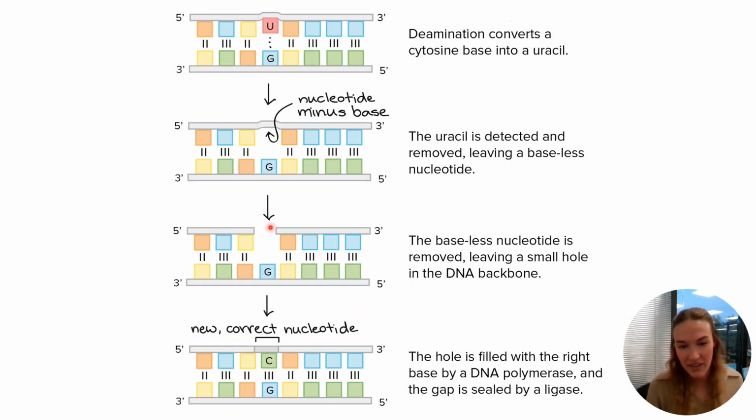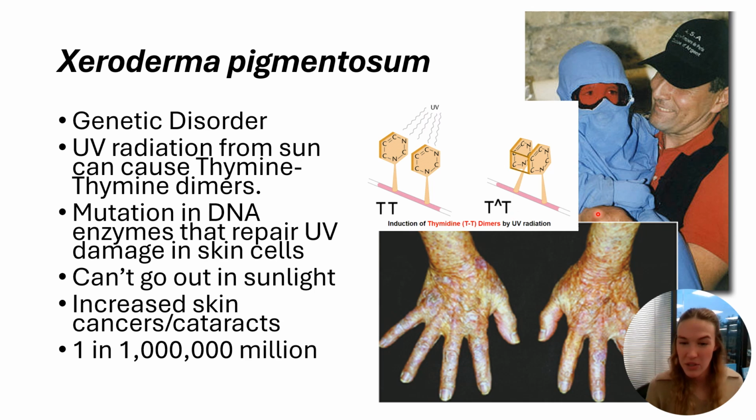Okay, if you're curious on how this works, you can imagine we have a mismatched base pair. The nucleotide, the uracil is going to be detected and removed. Then that leaves a hole in the backbone that's going to get replaced by a DNA polymerase. Now, what happens when this goes really wrong? Well, there you can have a disorder called xeroderma pigmentosum. This is a genetic disorder, so you're not likely to get it just sitting around, but it's a genetic disorder.